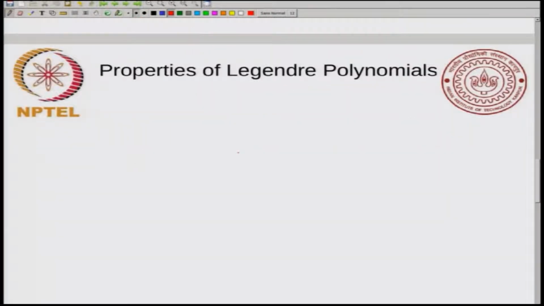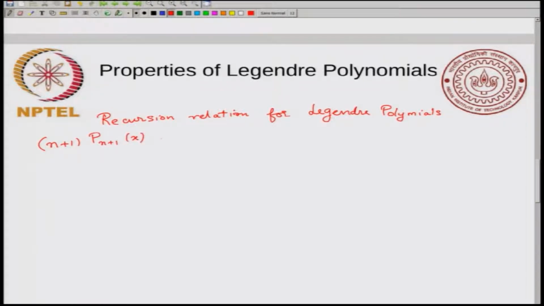And once you have the Rodrigues formula, you can get a lot of other interesting properties of Legendre polynomials. One interesting formula is what is also called a recursion relation for Legendre polynomials. This is different from the recursion relation between the coefficients that we got when we were doing the power series. This recursion relation says that (n plus 1) times p of n plus 1 of x, minus (2n plus 1) times x p n of x, plus n times p n minus 1 of x, equals 0. This is for n greater than or equal to 1.